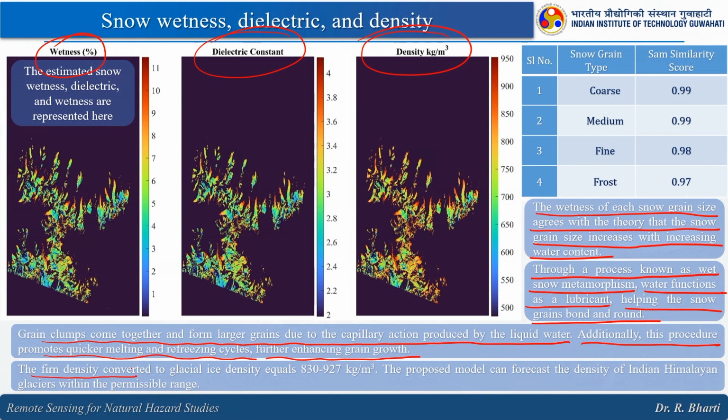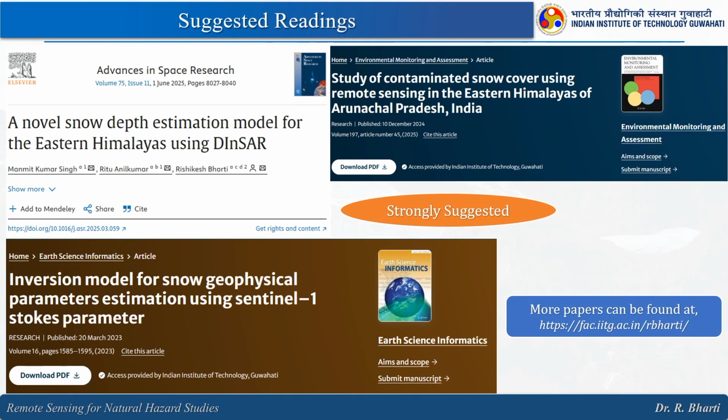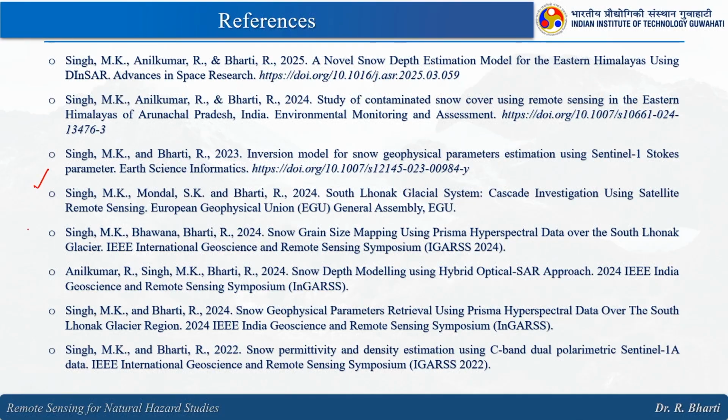The firn density, which is fresh snow converted to glacier ice, is equal to 830 to 927 kg per meter cube. The proposed model can forecast the density of the Indian Himalayas region within the permissible range. So, I will strongly recommend these papers to read to understand various methods which have been used in estimating the snow geophysical parameters, right. So, these are the references.